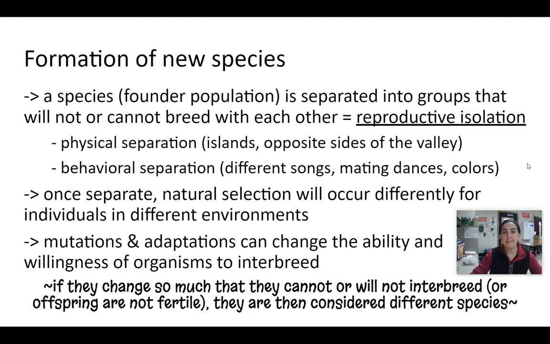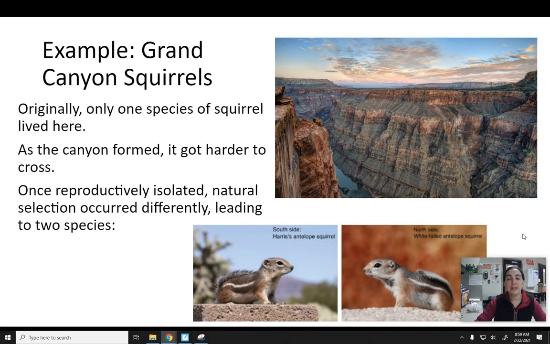Here are a couple of examples. This example is similar to what we talked about with the salamanders. Once long ago, before there was a Grand Canyon in the Southwest, there was only one species of ground squirrel, these little chipmunk-looking things that lived in this area. But over time, as this canyon got deeper and deeper over millions of years, you can imagine if you are a squirrel living on one rim of the canyon, it's real hard to get to the other side. And so these groups of squirrels on one side of the canyon and the other became reproductively isolated. They didn't interbreed with each other anymore. They only bred with squirrels on the same side of the canyon as them.